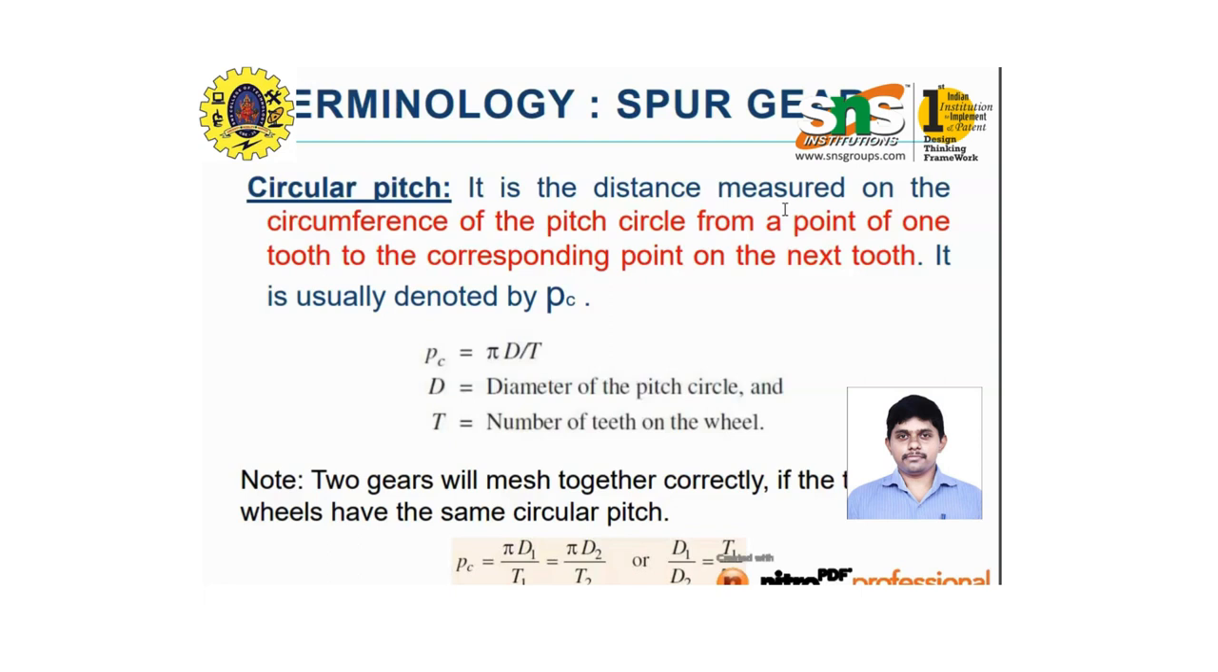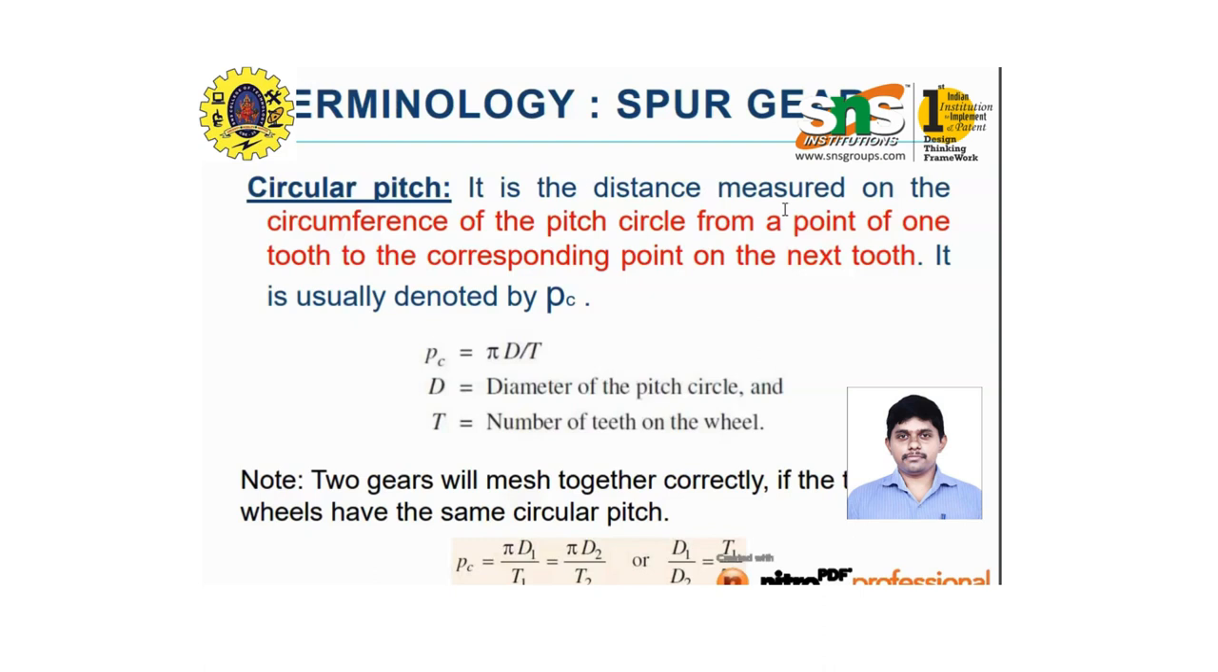According to the classification of toothed wheels, or otherwise according to the peripheral velocity of the gears, P of C is equal to pi d divided by t, where d represents the diameter of the pitch circle and t represents the number of teeth. Gears are classified by speed or velocity: the first is low velocity, having a velocity less than 3 meters per second; the second is medium velocity, having 3 to 15 meters per second; and the third is high velocity. This is the standard formula to determine the velocity of the gear.